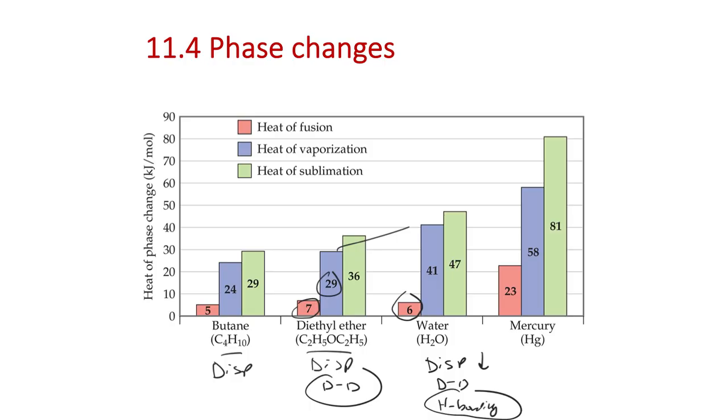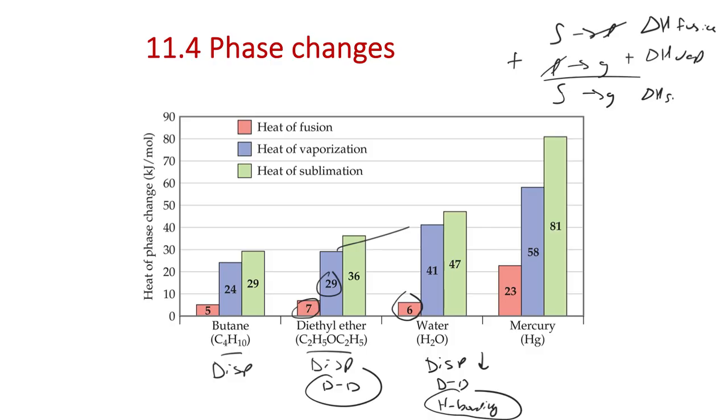But now something interesting. Fusion is solid to liquid, and then liquid to gas is vaporization. If you go direct from solid to gas, and you follow Hess's law and add these up, you should just be able to take the delta H of fusion and add that to the delta H of vaporization to get your delta H of sublimation. So the delta H of sublimation is just the summation of those other two individual enthalpies.